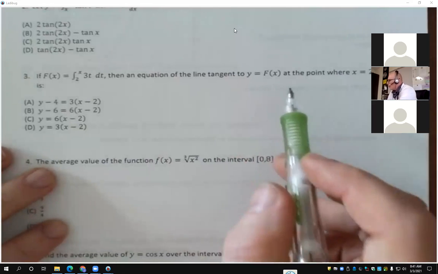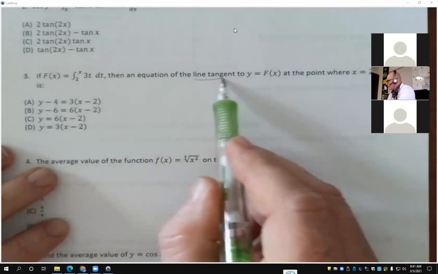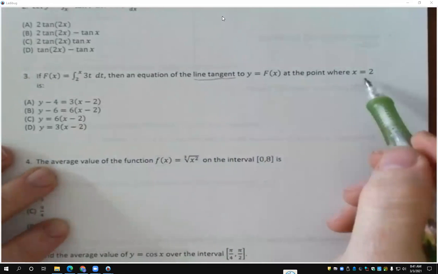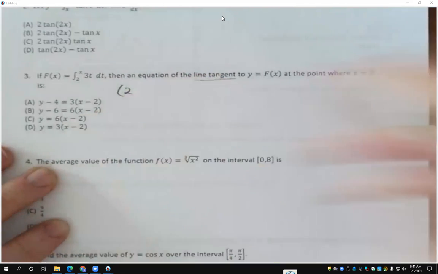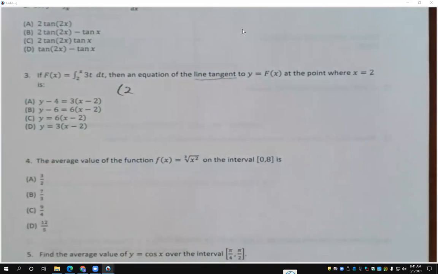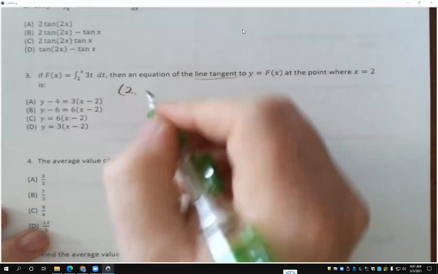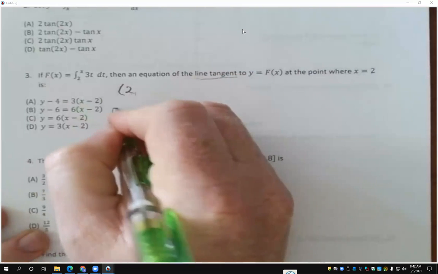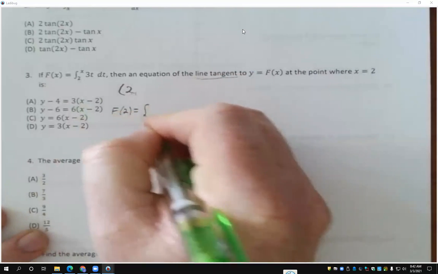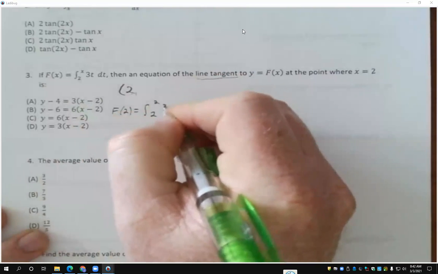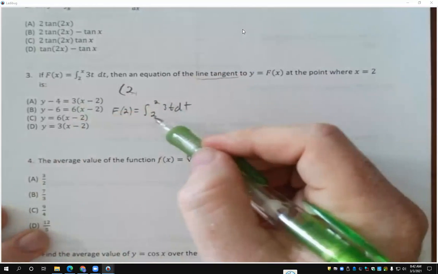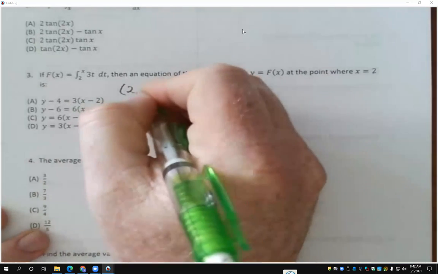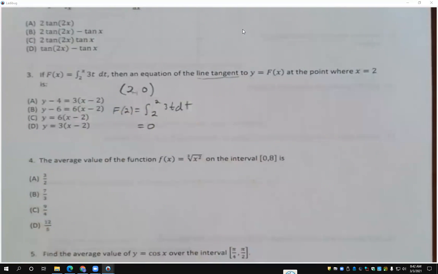Okay, so to write the equation of a tangent line, we need a point and a slope. We have the x coordinate of the point, which is 2. We need the y coordinate, which means plug 2 into F of x. So to get the y coordinate, F of 2 is equal to the integral from 2 to 2 of 3t dt. And we know when we're integrating from anything to itself, that is equal to 0. So we have the point (2, 0).